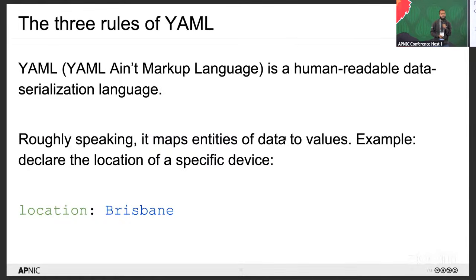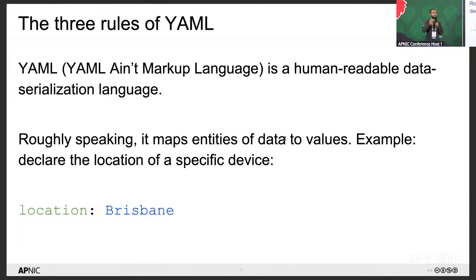Okay, YAML. Originally its name was Yet Another Markup Language, and then they changed the name to YAML Ain't Markup Language. It's a data serialization, or human-friendly data representational language. What it does is it has two components. You see the left one is called the key, the other side is called the value. So it's basically a mapping of a name with a value.